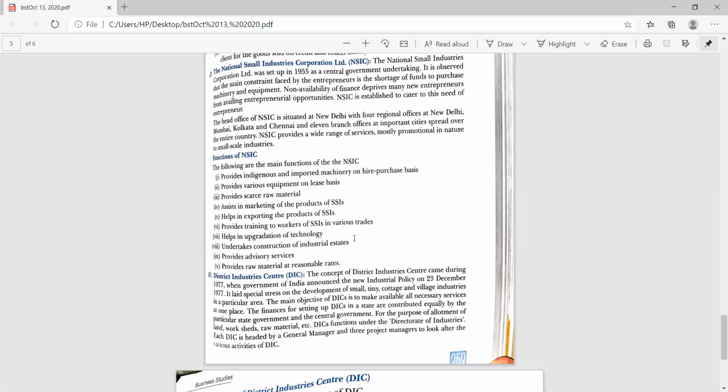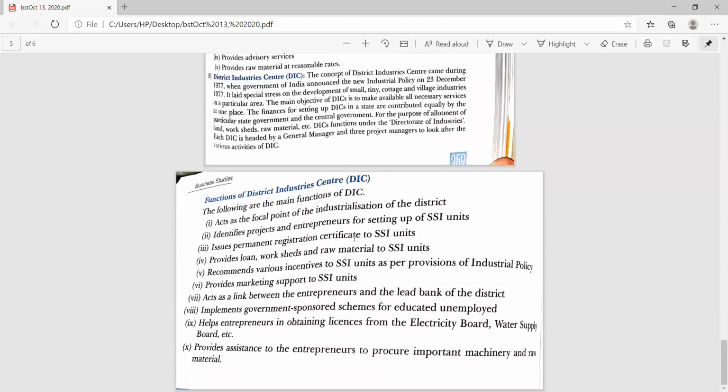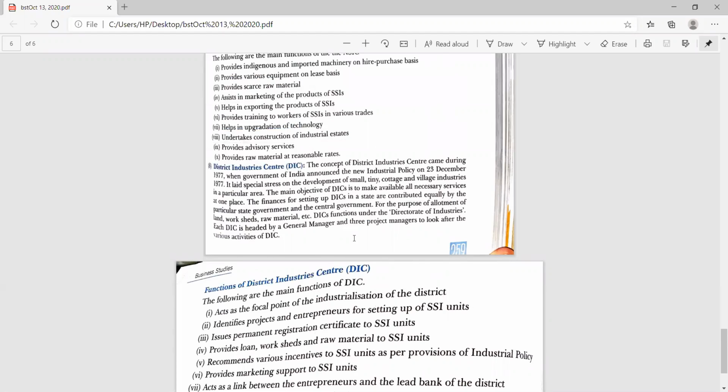District Industry Center. The concept of district industry center just came in 1997. What is the basic difference between the National Small Industries Corporation and the DIC? You have to read each and every word thoroughly and identify the difference between NSIC and DIC. And tomorrow we will have a small discussion during the query session, and you may send your queries on WhatsApp as well.